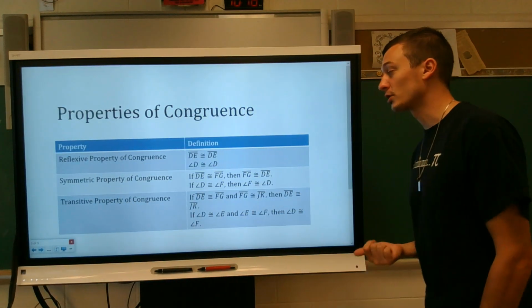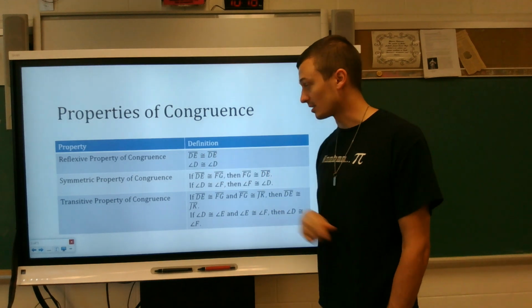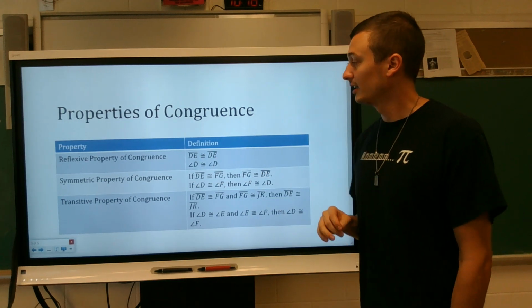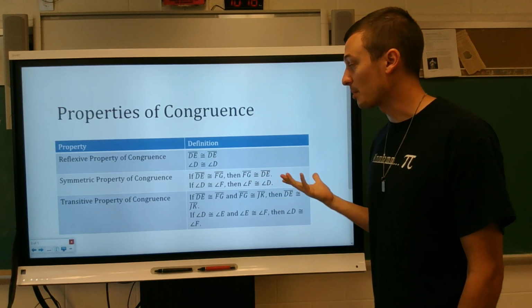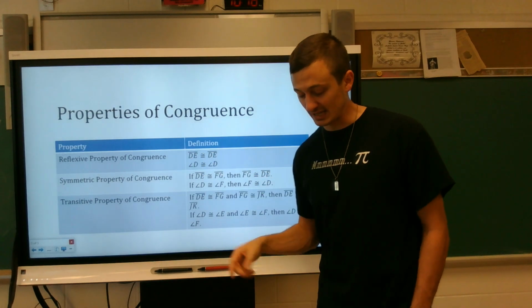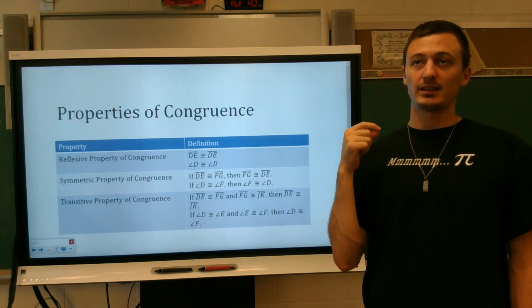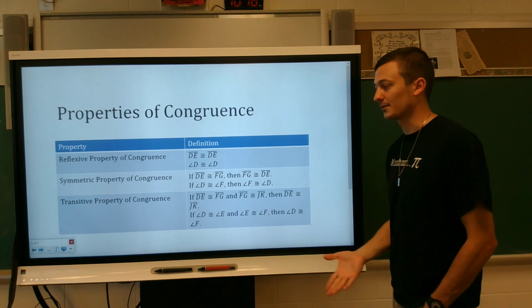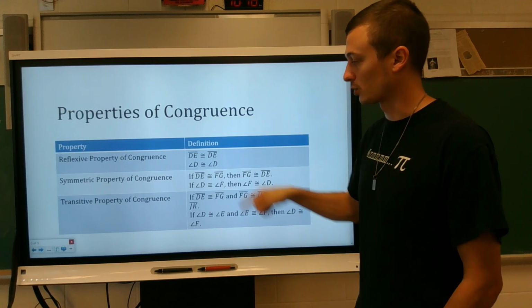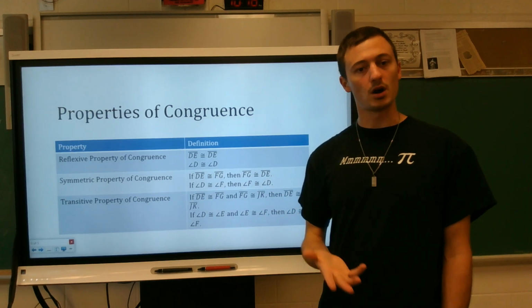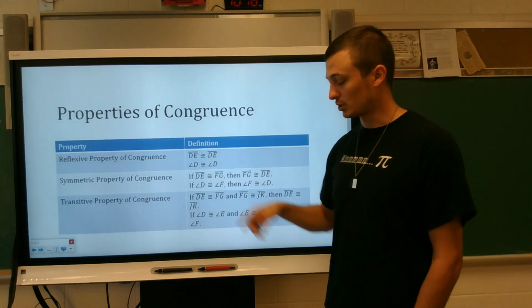There's also properties of congruence. This is the congruence symbol, if we haven't gone over that yet. So the reflexive property of congruence says that things are congruent to itself. Now, what is the difference between the reflexive property of congruence and the reflexive property of equality? Well, it's really just this symbol in between.